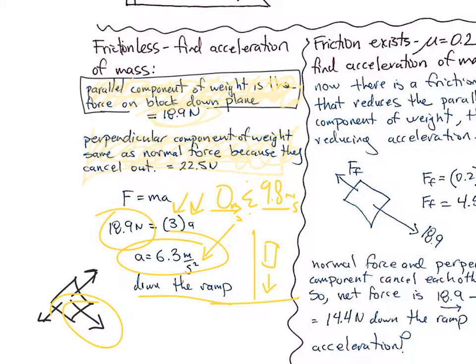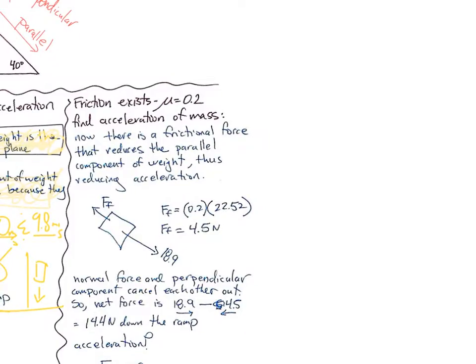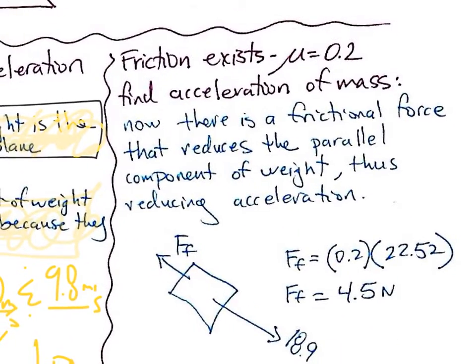Okay, so here we go. The friction example. So if friction exists between the block and the plane, find the acceleration of the mass. So I say now there's a frictional force that reduces the parallel component of the weight, thus reducing the net force and acceleration. So here's a little free body diagram where the normal force and perpendicular component of weight have canceled out. And I'm finding frictional force from, I'll write this.